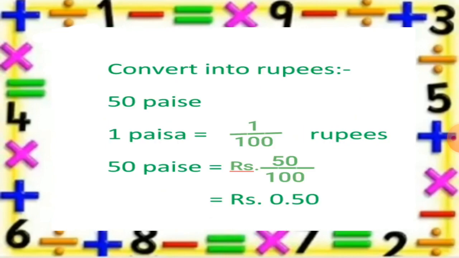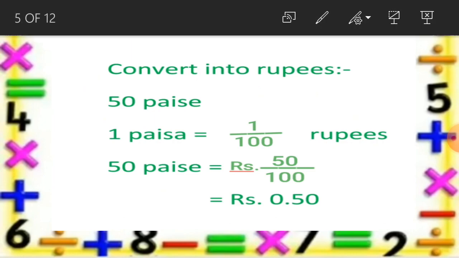So here the first question is convert into rupees. 50 paisa is given and as you know, 1 paisa is equal to 1 divided by 100. So here 50 paisa is equal to 50 divided by 100. So we get 0.50.